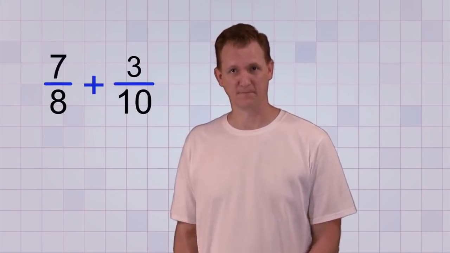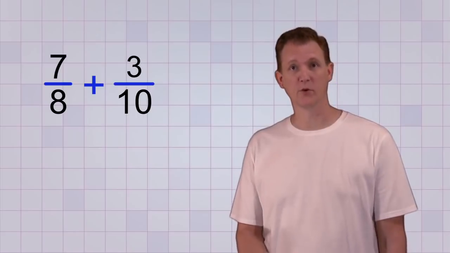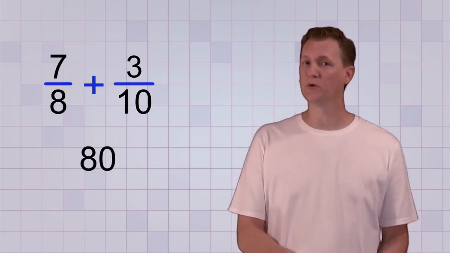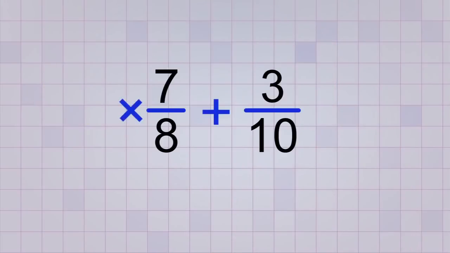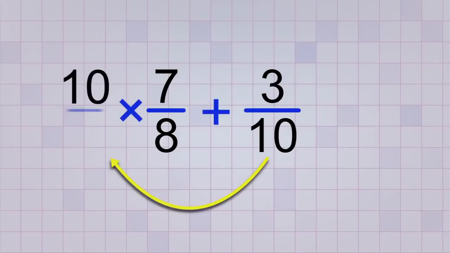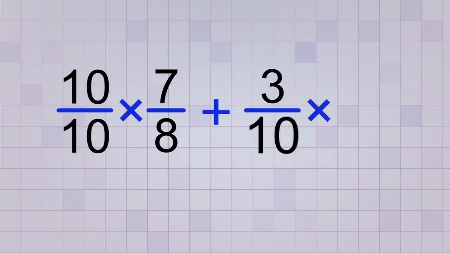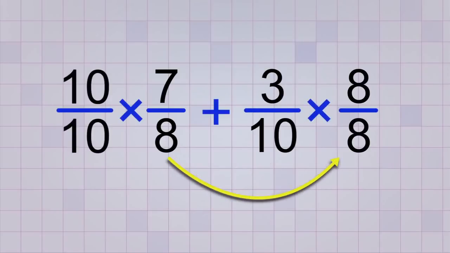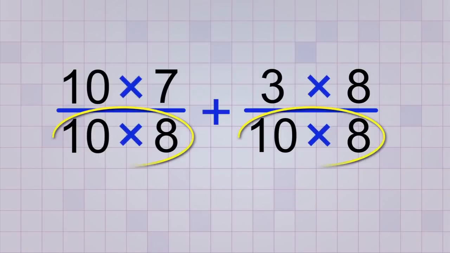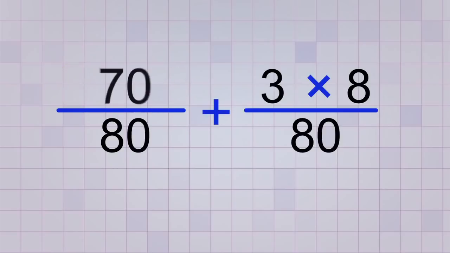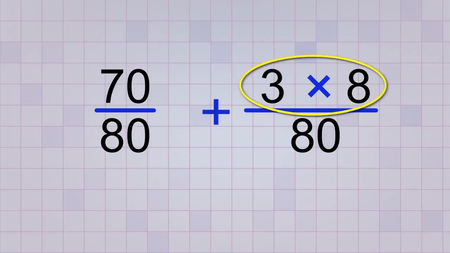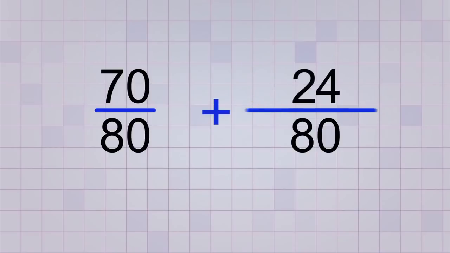Let's add the fractions 7 over 8 and 3 over 10. Our common denominator for this problem is going to be 80, because that's what we get when we multiply the denominators together. 8 times 10 equals 80. We'll multiply our 7 over 8 by the whole fraction 10 over 10. And we'll multiply our 3 over 10 by the whole fraction 8 over 8. Then, when we do our multiplication, the 8 times 10 will give us 80 on the bottom of both fractions. For the top of the first fraction, we have 7 times 10 equals 70. And the top of the second fraction, we have 3 times 8 equals 24.